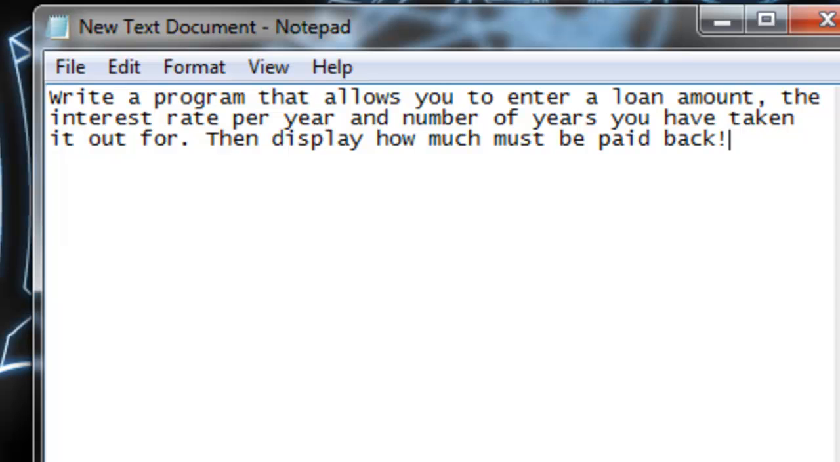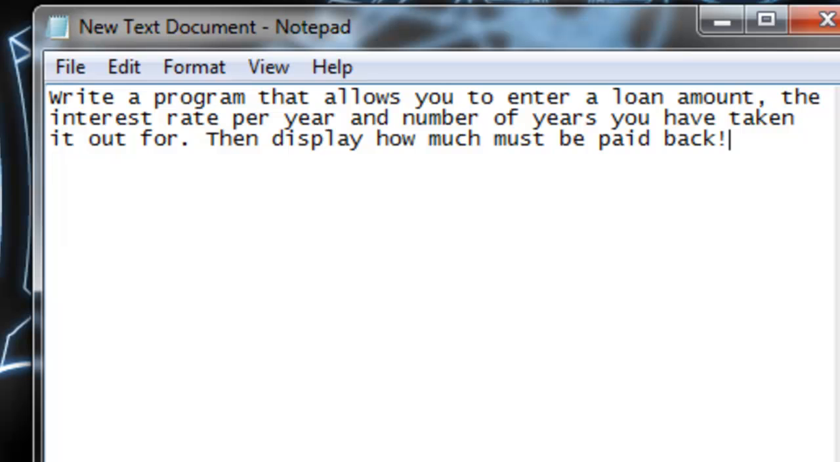Now, for anyone that's done business, you should know that there's two types of ways you can calculate interest. There's simple interest and there's compound interest. In this video we're going to do simple interest because compound interest is a little more difficult, but we will come back to this question and do it with compound interest once we've learned the techniques we need to do it.